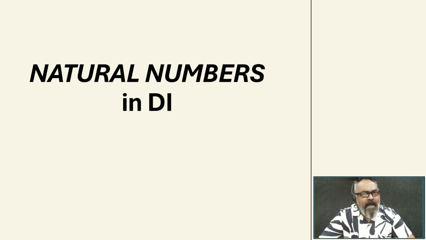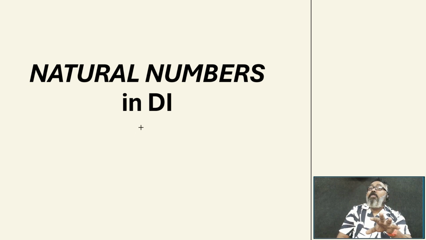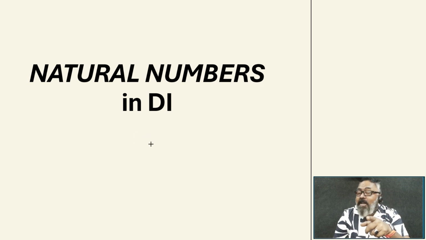Natural numbers in DI. Now this idea is a simple idea but has a profound impact in terms of some of the DI questions that you face in the DILR section of the CAT. I'm going to give you a context of what I mean by that, and then I'm going to pick up two sets from the IIM Calcutta paper, which is the CAT 2018 paper, and show you how this approach can in fact save a lot of time.